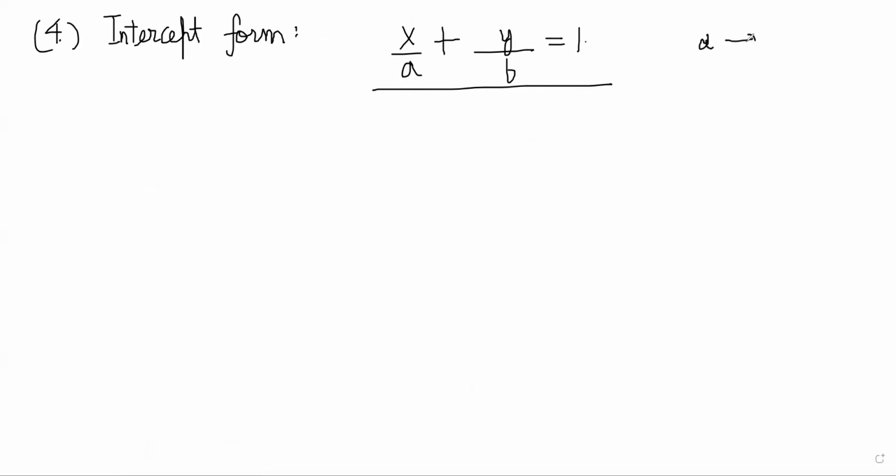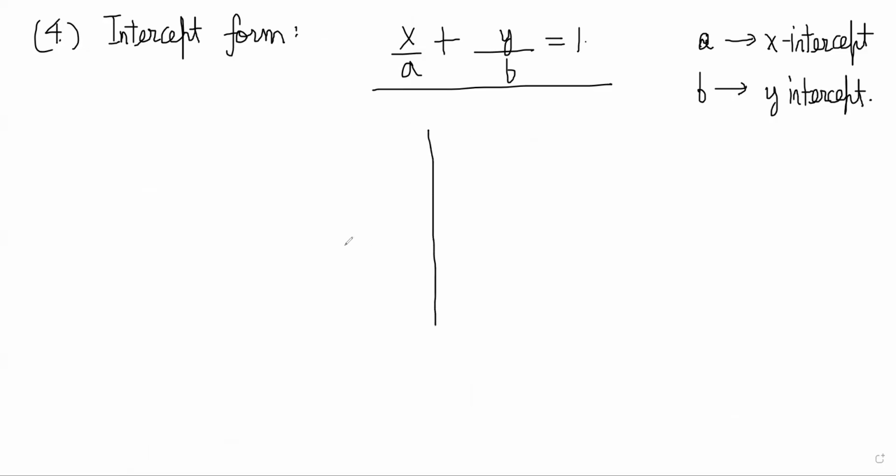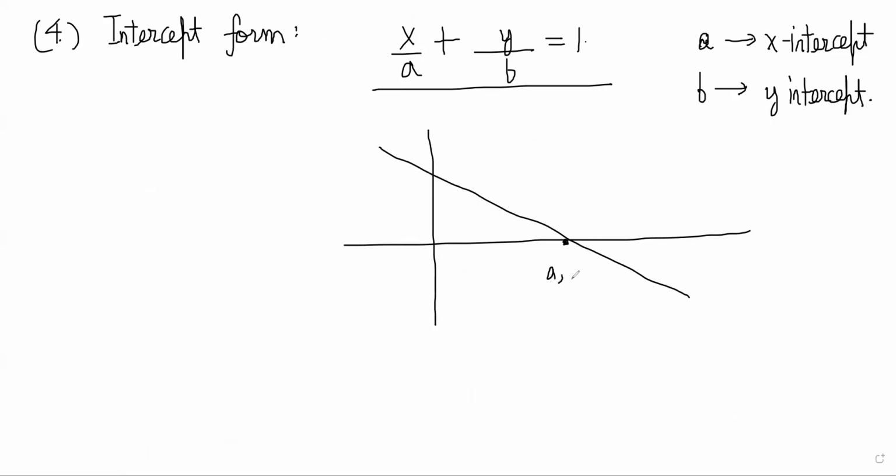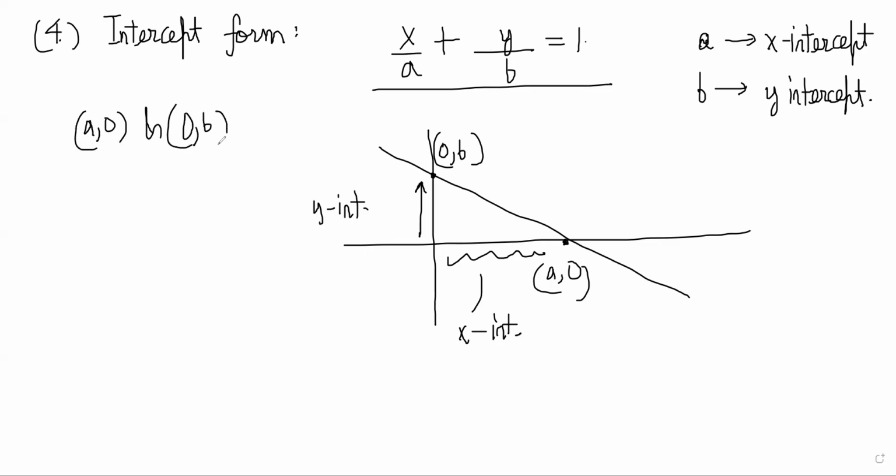Here, a is my x-intercept and b is my y-intercept. What do I mean by intercept? Intercepts are the points where the line cuts the x and y axis. So if this is the line equation, this is the point a comma 0, and this is the point 0 comma b. This distance is your y-intercept, and this distance is your x-intercept, right? And obviously, you know that 2 points a comma 0 and 0 comma b lie on this line. And that is your intercept form of the line equation, right?